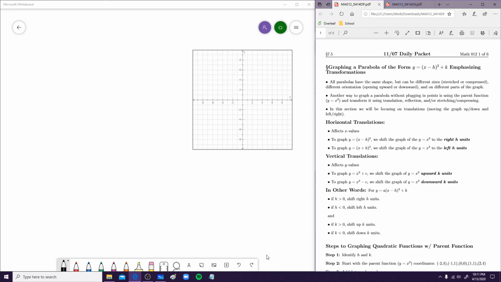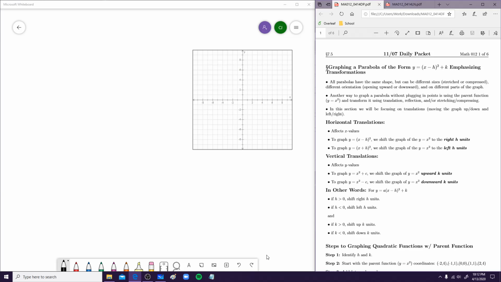Hello everyone. So today we are going to be talking about section 7.5 in the textbook. But before we do that, I'm going to go over what we went over yesterday, which is graphing a parabola of the form y is equal to x minus h quantity squared plus k. And I'm going to emphasize the transformation. So hopefully today I'll clear up some confusion that might have occurred yesterday. Hopefully I can just make things a little more clear.